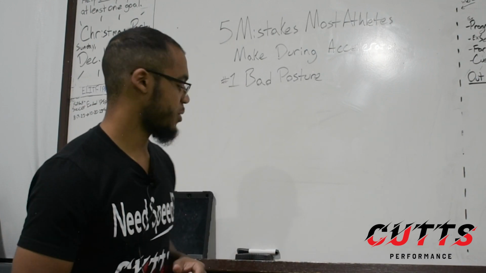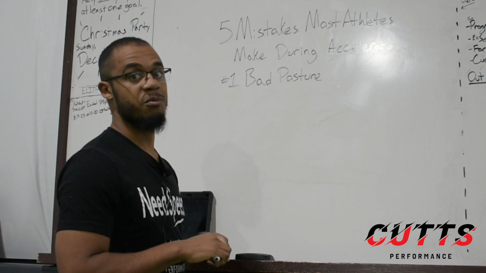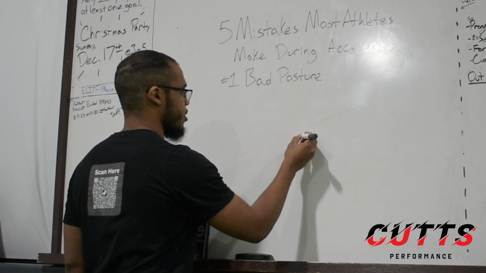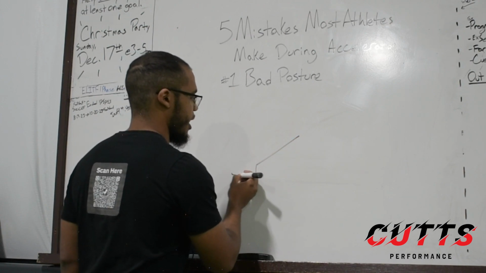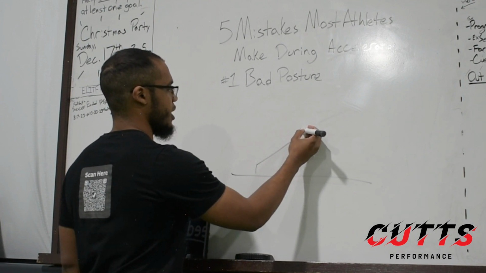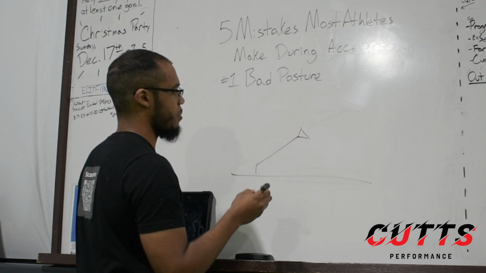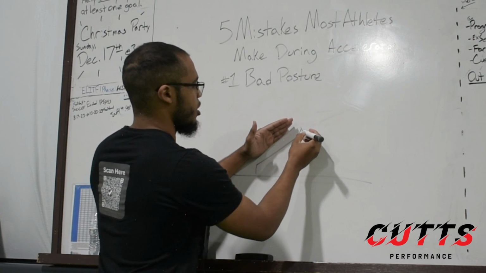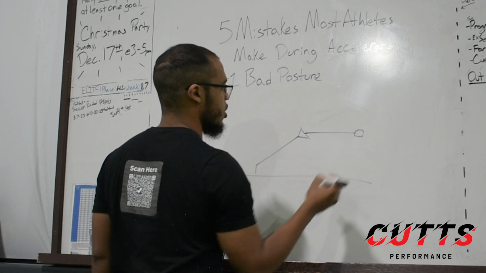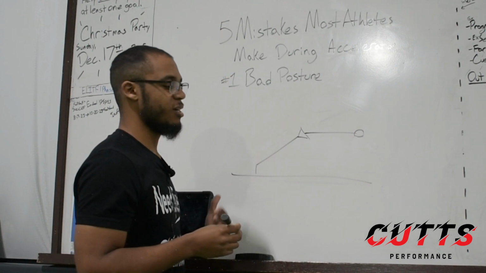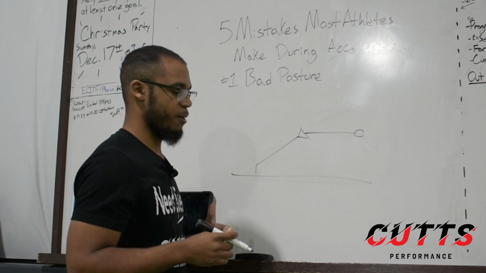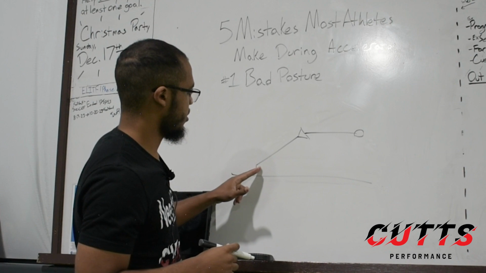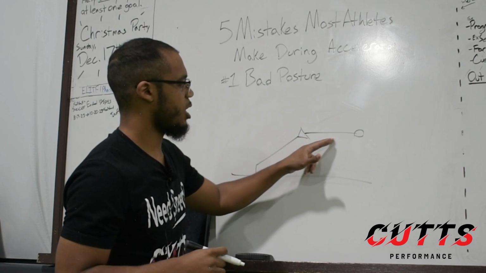So the first and most common mistake that we see here at Cuts Performance is having bad posture. Some examples of having bad posture would be if your leg is at that angle, pushing into the ground. The most common example is having a hunchback posture, which is if your leg is at this angle, your upper body would be artificially lower. That's an over-exaggeration, but we do see a lot of athletes running or starting out running with a disconnect between their lower body and their upper body.